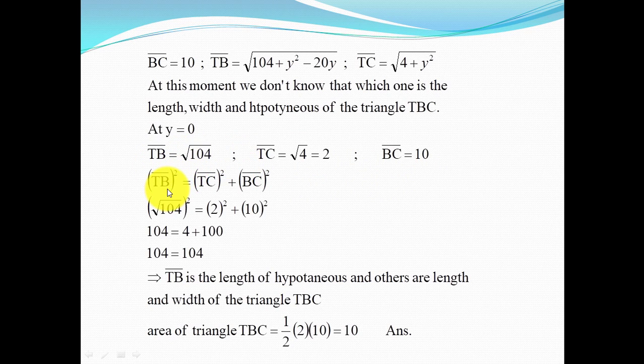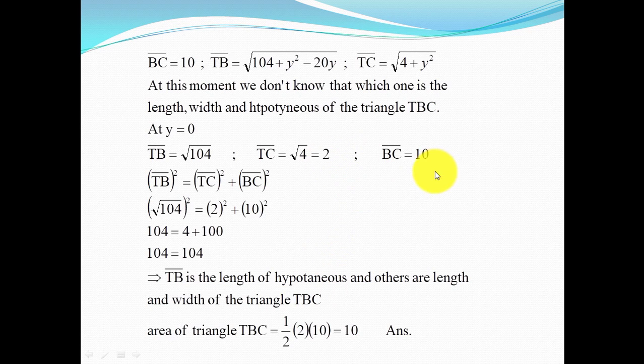Now we use the Pythagoras theorem: hypotenuse squared is equal to base squared plus perpendicular squared. We choose a possibility and check whether it is satisfied. It means that TB is the hypotenuse, and TC and BC are the base and the perpendicular. After putting in these values, we see that it satisfies the Pythagoras theorem. So TB is the length of the hypotenuse and the others are the length and the width of the triangle TBC. Now we identify which two values are the length and the width.